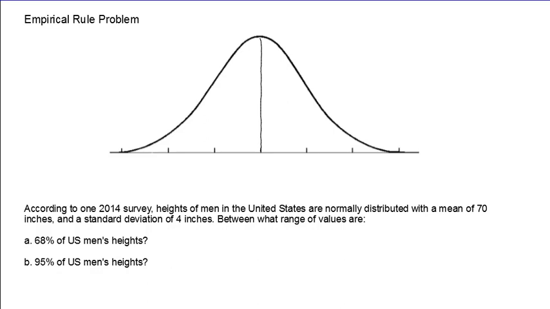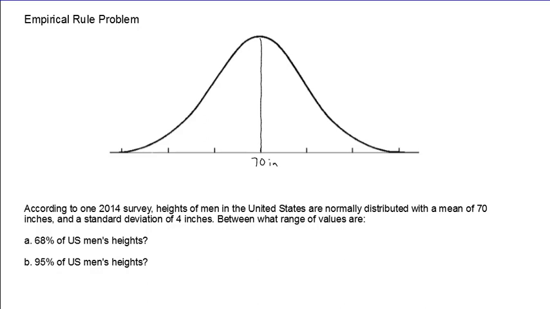So for instance, according to one 2014 survey, heights of men in the United States are normally distributed with a mean of 70 inches and a standard deviation of 4 inches. Between what range of values are 68% of US men's heights, and then between what range of values are 95% of US men's heights? So again, this line that I've already drawn on the normal curve represents the mean, so that represents the middle, so 70 inches we're told is the mean.